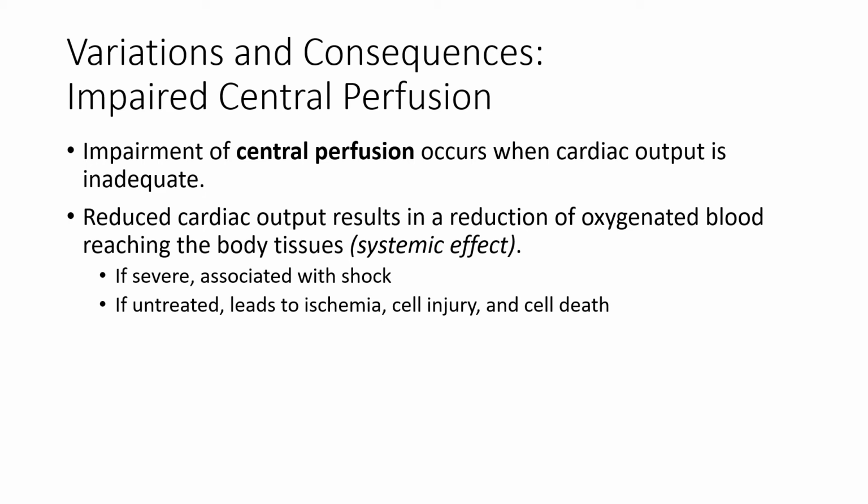Some of these, if severe, reduction in cardiac output, but for whatever reason, is mostly associated with shock: hypovolemic, anaphylactic, septic, any of those things. Neurogenic can impact any of those and cause poor cardiac output. And if anything is left untreated, first we have ischemia, which is a little bit of damage due to a temporary measure. Then that leads to permanent cell injury and cell death.